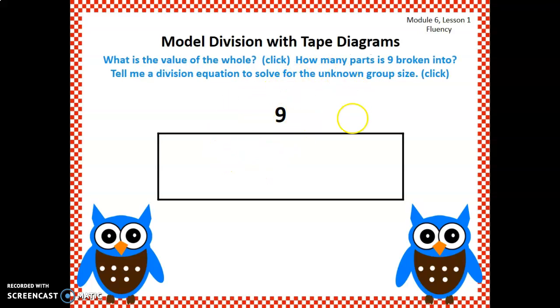Okay, 9. How many pieces are we going to break the 9 into? 3. Tell me a division equation to solve for unknown group size. 9 whole, 3 parts. 9 divided by 3. Sound right? Yep. Let's count by 3s. 3, 6, 9. That took 3 times. So 9 divided by 3 equals 3.